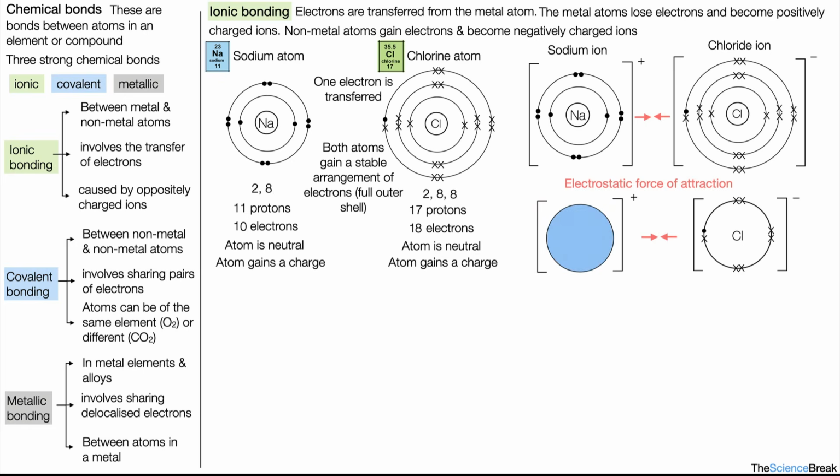Let's simplify the structure of those ions further so we can see the structure of the compound sodium chloride. So there's just 2 ions in the structure, but sodium chloride doesn't just have 2 ions in its structure, it has many.